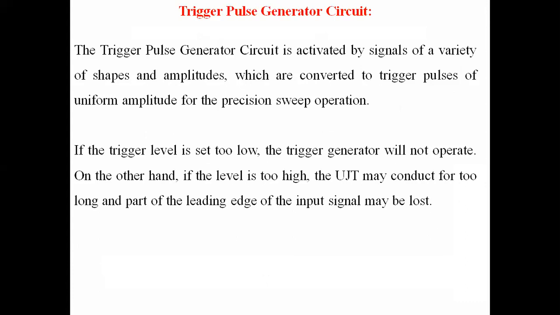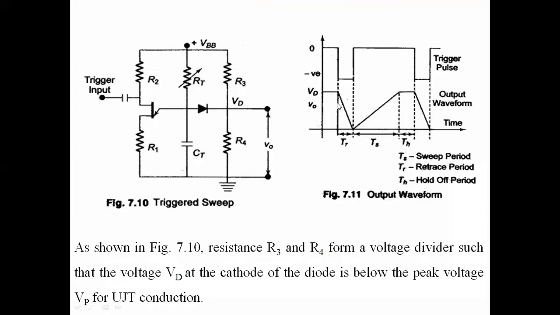The next one is the trigger pulse generator. Here we are saying that the sweep generator responds to the trigger pulses. In the previous slide, we saw that the sweep generation is produced when trigger pulses are produced. How these trigger pulses are generated, we will see in this slide.